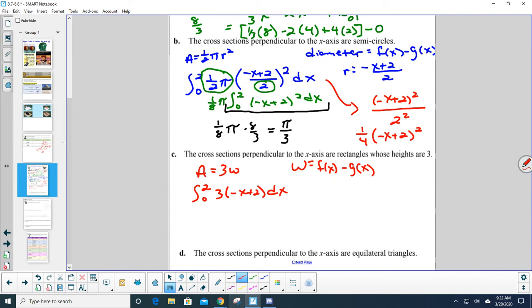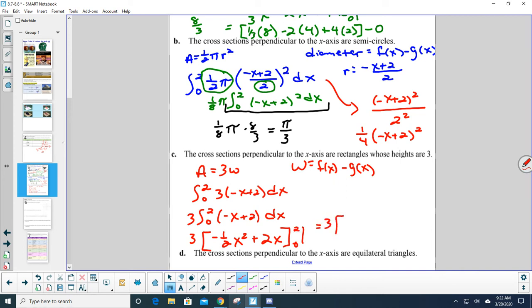Now you have an option here. I prefer to go ahead and put the 3 on the outside because the less I have to mess with, the better. And I'm just going to be taking the antiderivative of that. So I'm going to have 3 times negative 1/2 x squared plus 2x. And notice I didn't have to square it or anything because the area of a rectangle is just base times height. And I'm going from 0 to 2.